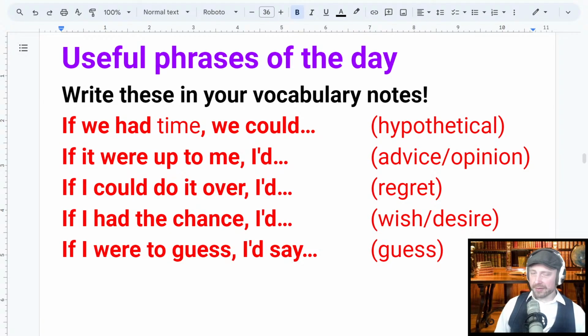If we had more time, we could. Notice the use of could there. Could is the same as would be able to. So if we had more time, we would be able to. If we had more time, we could. Right? It's just a hypothetical, a would, but with ability. We could.